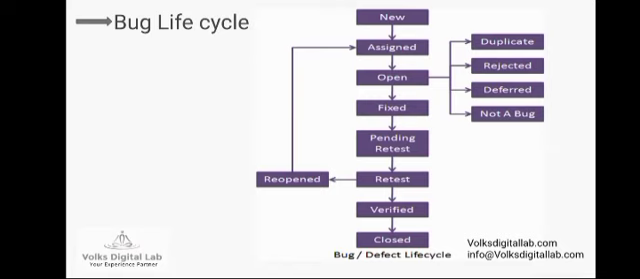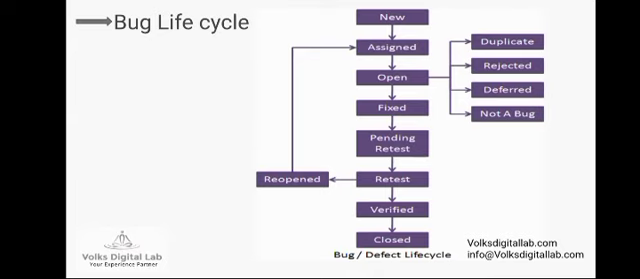Then we have pending retest. After fixing the defect, the developer assigns the defect to a tester for retesting. Until the tester works on retesting the defect, the state of the defect remains pending retest. Then we have retest. At this point, the tester starts retesting the defect to verify if the defect is fixed accurately by the developer as per the requirements or not.